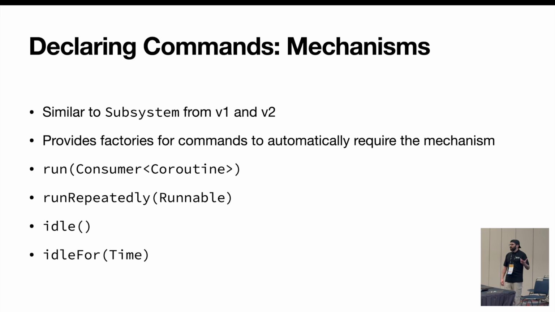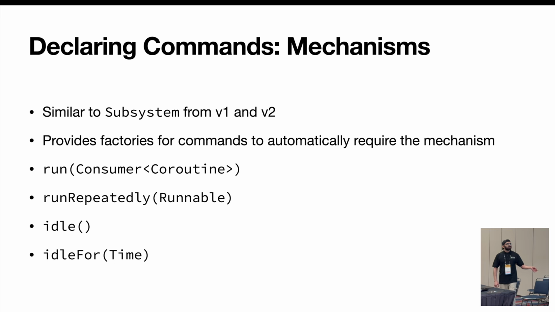So our next step is mechanisms. This is similar to the subsystems that we have in V2 right now. They're basically one-to-one. Mechanism is just a little bit more specific for what we intend these to be used for, controlling physical mechanisms on robots. It's a little bit more descriptive of the name, which is why it's a name change. There's a lot of debate over what these could be called, but mechanism is what we finally settled on.